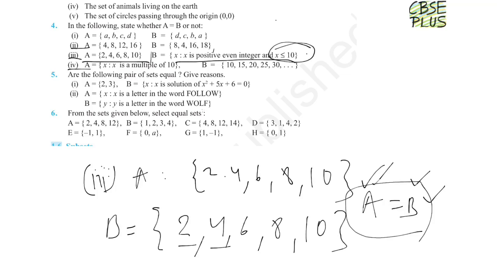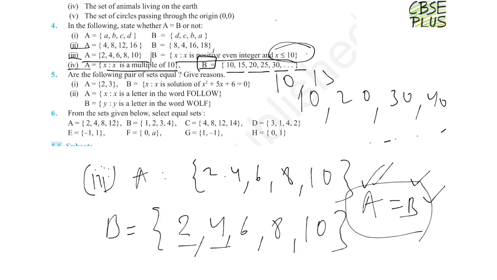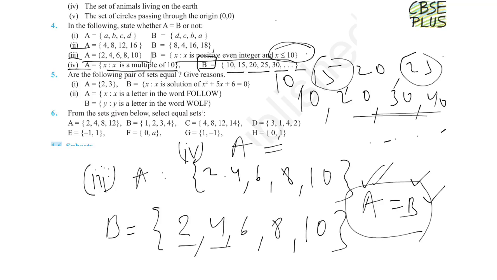The last question here is A is x such that x is a multiple of 10, and B is 10, 15, 20, 25, 30 and so on. So here we see x is a multiple of 10. So multiples of 10 are something like 10, 20, 30, 40 and so on. But in set B what we see is 10, 15, 20, 25. So these numbers, 15 and 25 and so on, are not here in set A. So that's why in the fourth question A is not equal to B.